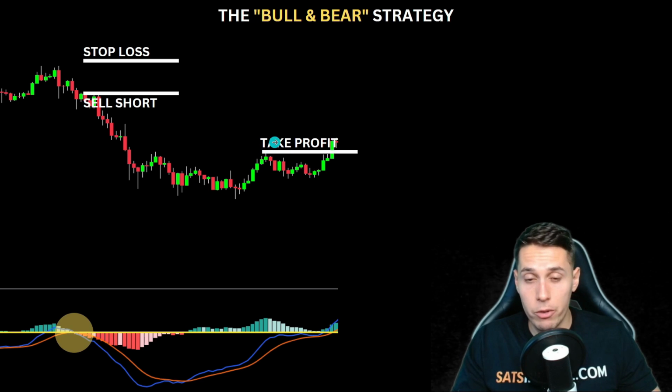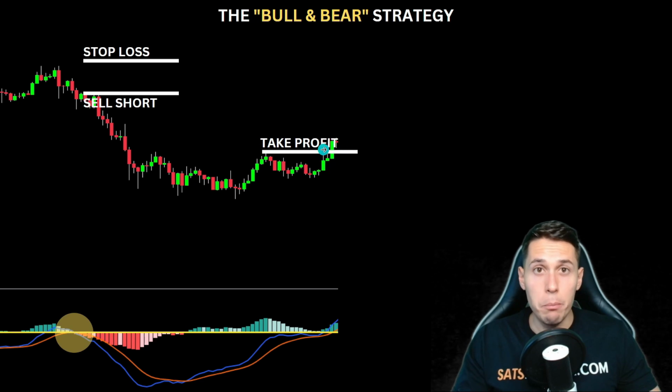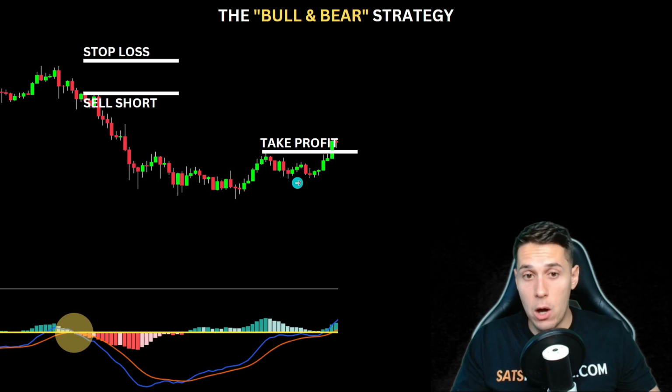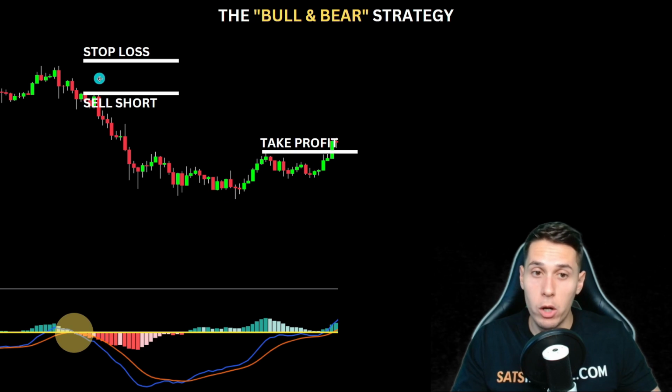So you place your take profit right here, and in this case it was a good decision because price actually broke above this level, and this now is a bullish market structure. You don't want to be holding any shorts during this, so you take your profit and you run.